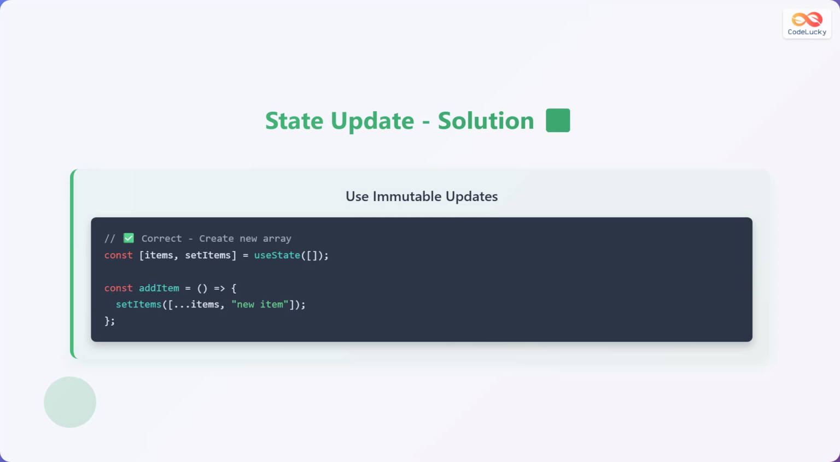In the corrected code, we have a function called addItem that uses the spread operator to create a new array containing the existing items and the new item, and then calls setItems with this new array. This ensures that the state is updated immutably.